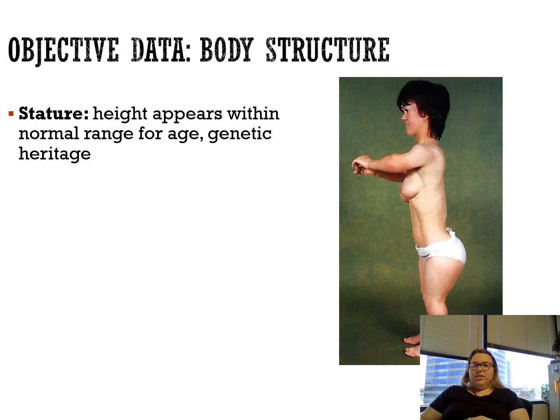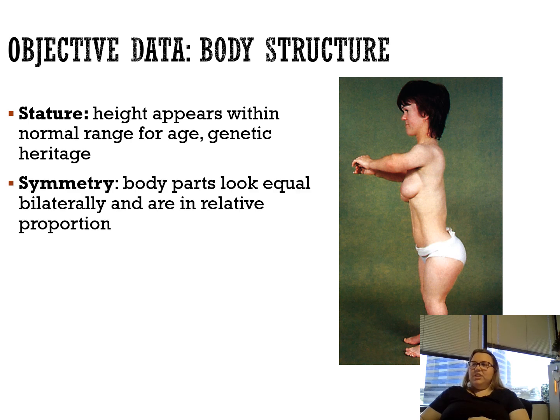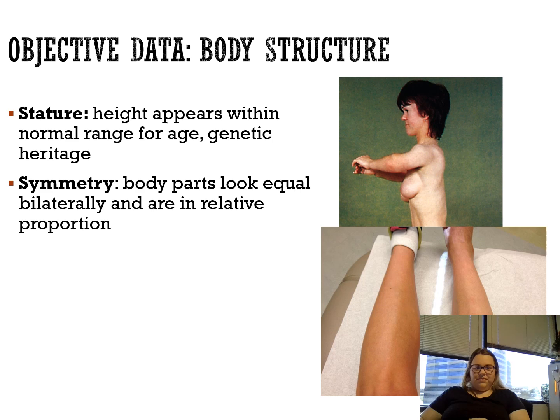Okay, body structure. So, stature. The height appears within normal age and genetic heritage. How is her stature, her height? It's not within normal range. Right. Symmetry. Body parts look equal bilaterally and are in relative proportion. How's this? Proportional? No. This one here, let's get this.